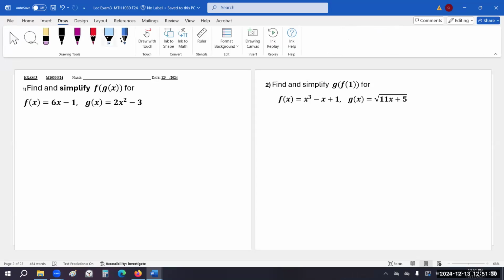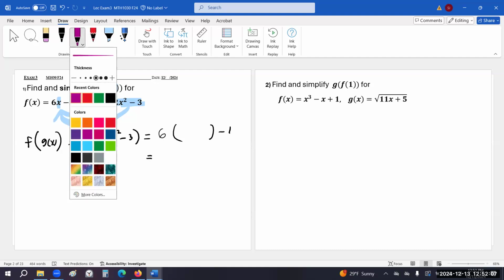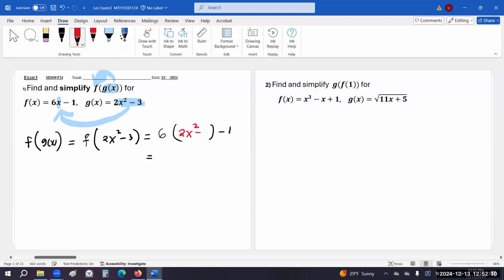Be very careful. What is the inner function? It's G of X. So you're putting G inside F. So this is our G function. Instead of this X, we are putting the entire G function. Inside function goes in the outside function. So F of G of X, it means we are doing F of 2x squared minus 3. So instead of 6x minus 1, we have, let me change the color, 2x squared minus 3. So our composition is done.